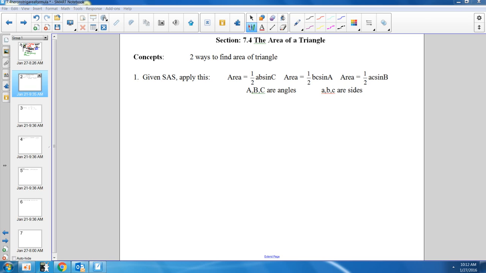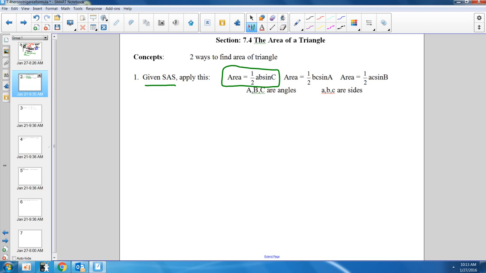So the first one is for a case where you're given a side angle side. Remember, the angle has to be the included angle between the two sides. If you're given that case, the area is equal to 1/2 a b sine of angle C. We're going to prove that, and the proof is very easy, but as long as you can see where it's coming from, then you can use the formula.